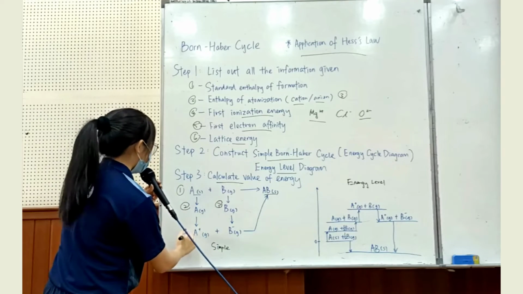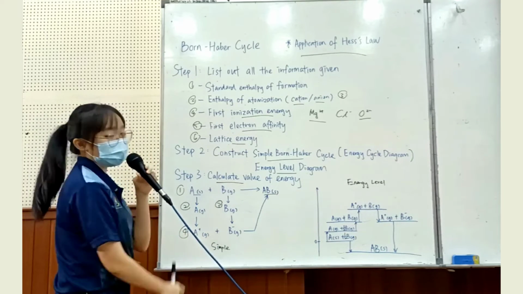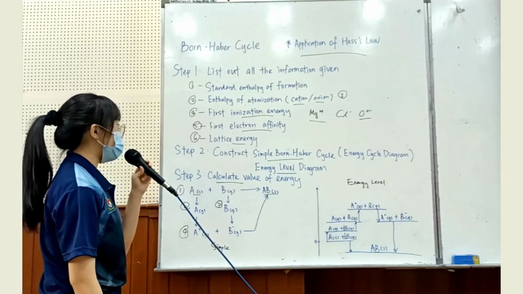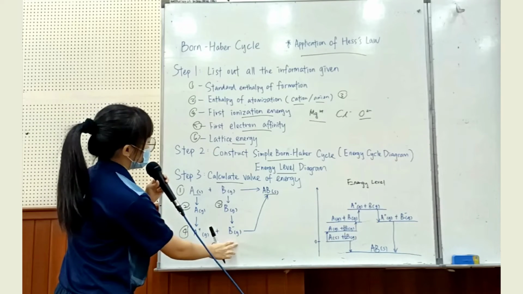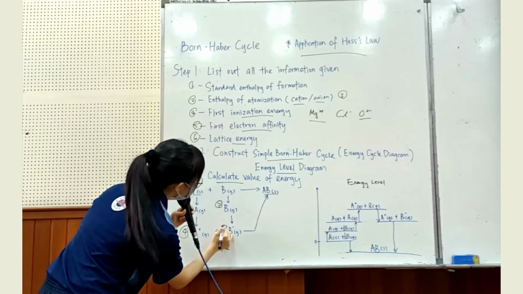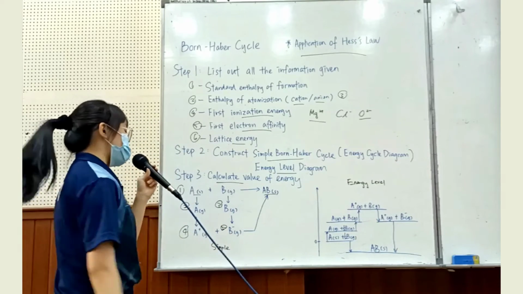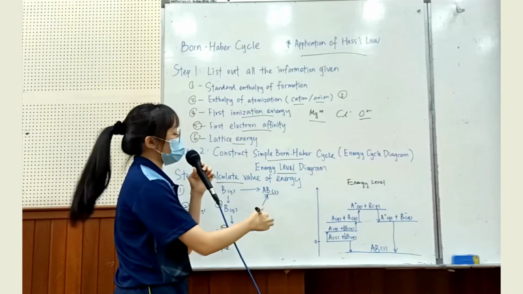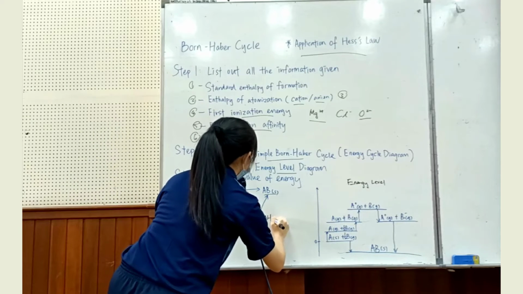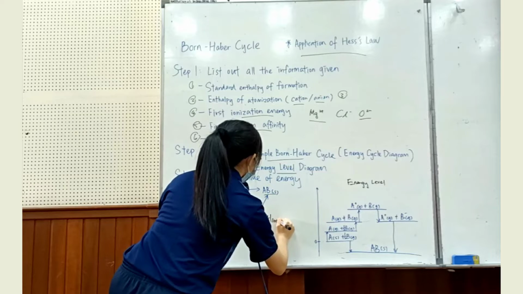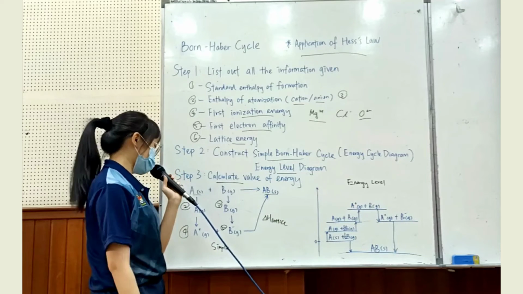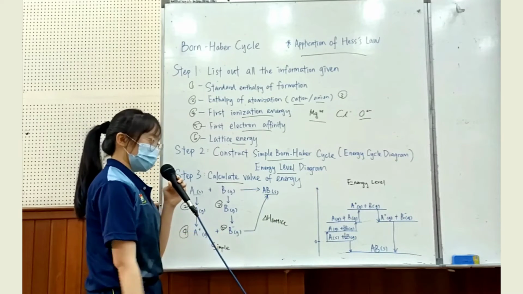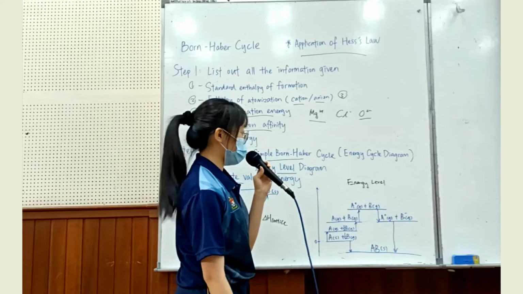This fourth one is the first ionization energy of A, so it will form A+. And this one is for the electron affinity, it will form B-. At the end, we will form the solid AB. Here is the enthalpy of lattice energy. That's all for the simple Born-Haber cycle, and now we will move on to the energy level diagram.